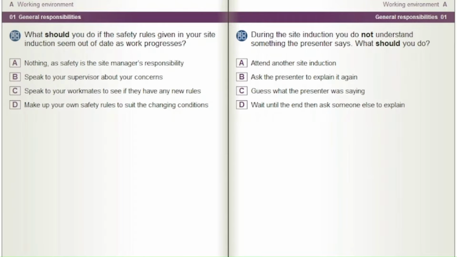What should you do if the safety rules given in your site induction seem out of date as work progresses? Nothing, as safety is the site manager's responsibility. Speak to your supervisor about your concerns. Speak to your workmates to see if they have any new rules. Make up your own safety rules to suit the changing conditions.